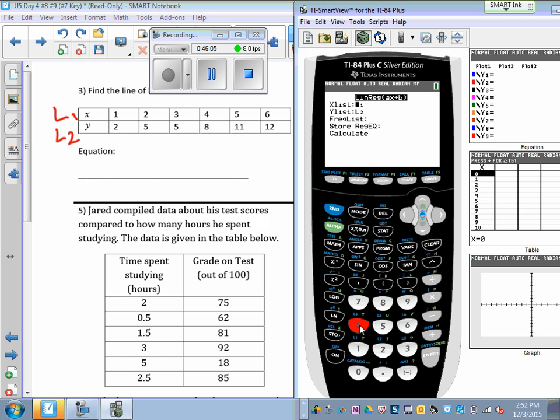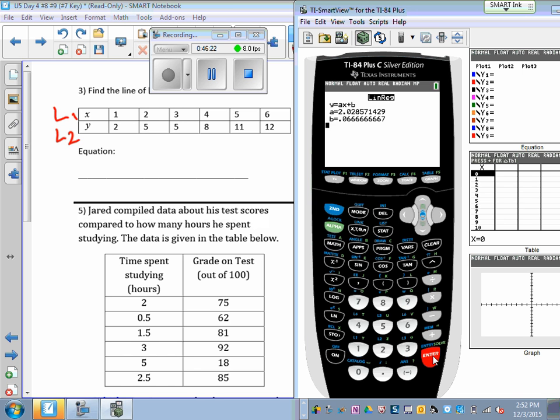Now, some of you do not get this screen. You just get LinReg ax plus b. That's fine. You just hit enter. Those of you that get this screen, hit enter until you get down to calculate and hit enter. Alright, so we should all end with this.